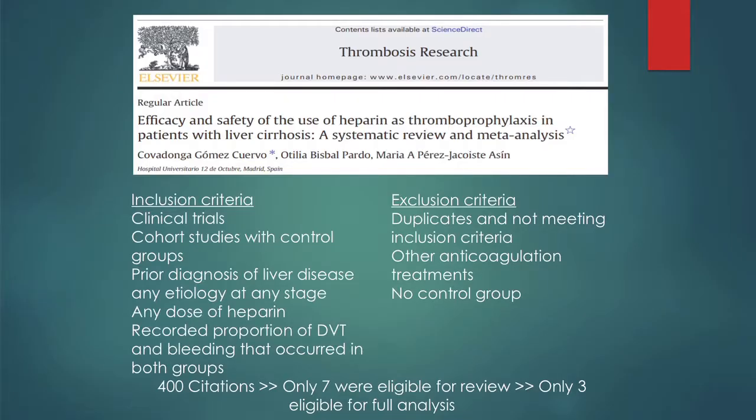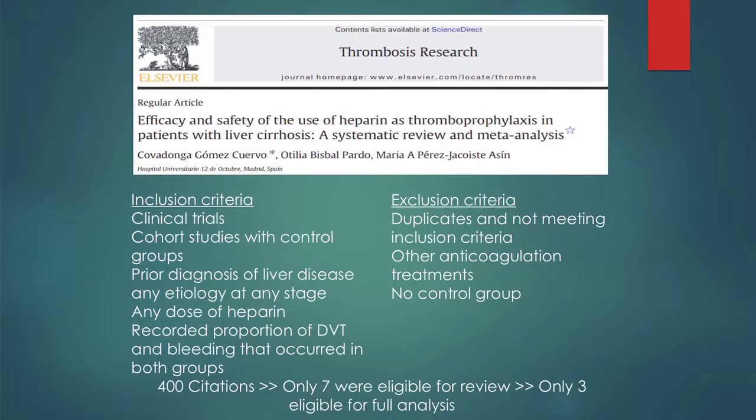So they looked at a lot of literature, and I think only 2 or 3 were good studies to compare. They only included clinical trials, which had a prior diagnosis of liver disease, any stage of liver disease. They recorded the proportion of DVT and the proportion of bleed, and they had a control group which did not receive any heparin, and they had the group that received heparin.